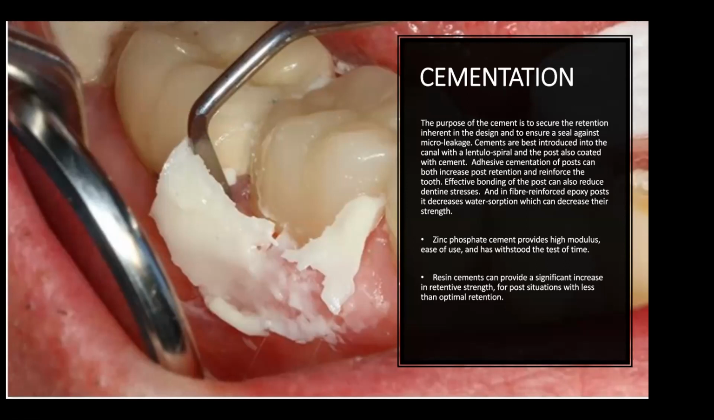Another thing we should keep in mind is bonding can be impaired when we have remnants of endodontic sealers. So that's why it's recommended to clean the canal surfaces with alcohol or detergent. Generally, zinc phosphate cements have high modulus, ease of use, and have withstood the test of time. Resin cements can provide a significant increase in retentive strength. They should be used for post situations with less than optimal retention.